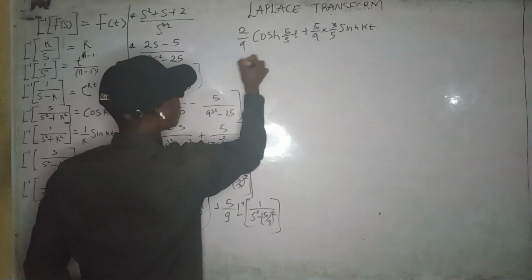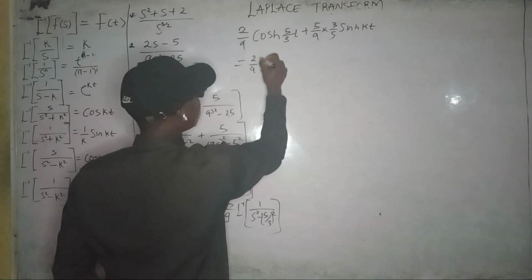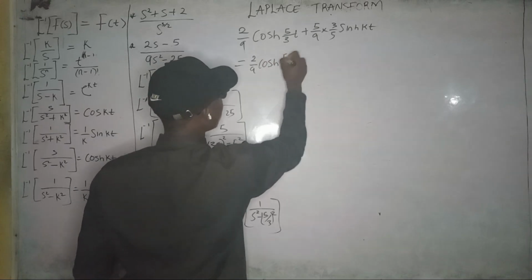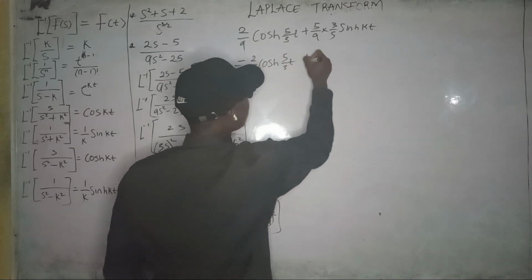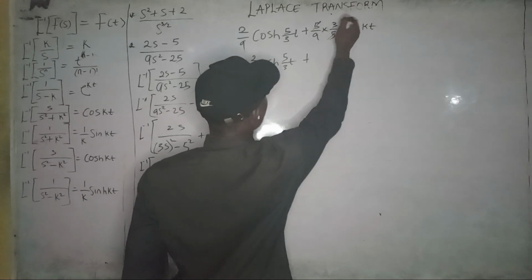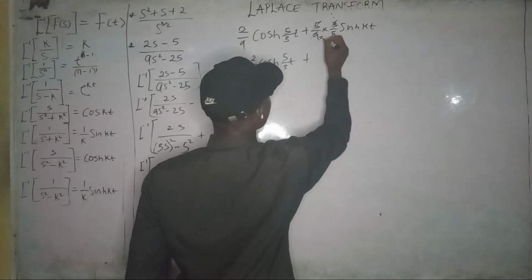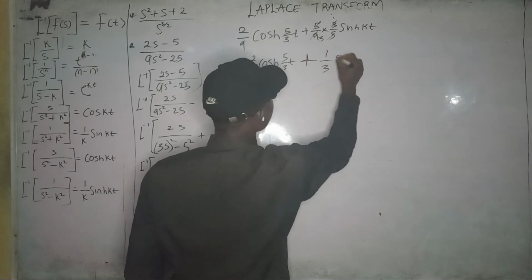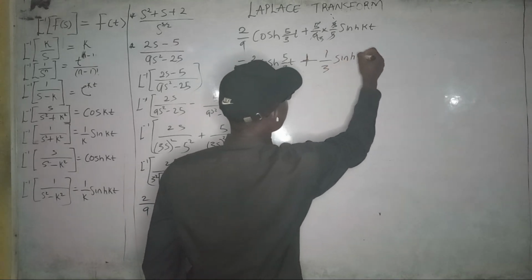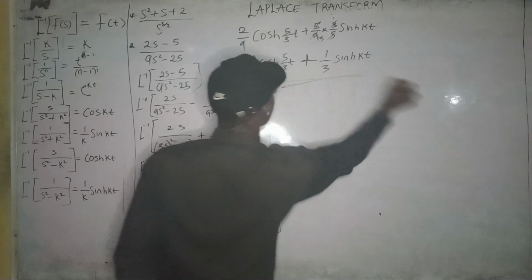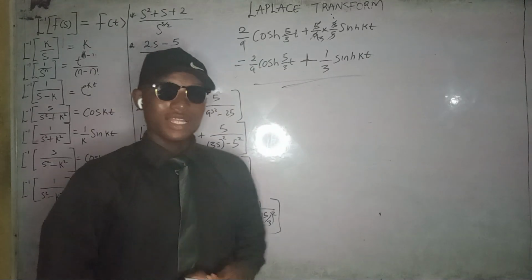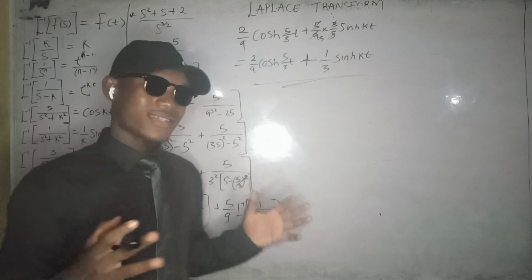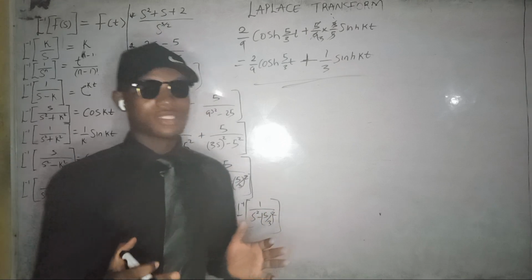And our final answer is going to be 2 over 9 cos 5 over 3 t plus, 5 cancels 5 here, and 3 here, 1, 3 here 3, we have plus 1 over 3 sine kt. So now this is the final answer for the second one. So that is how you get the inverse Laplace transform.